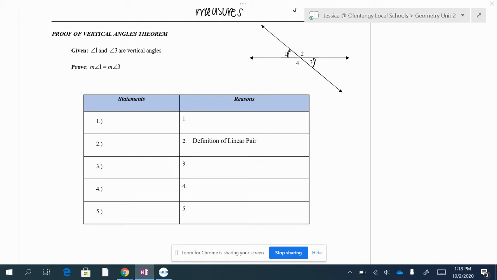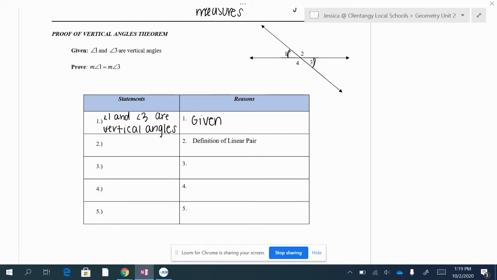So always starting off, we're going to start off with what we're given. So we are given here that angle 1 and angle 3 are vertical angles. And that is given. Okay, the next reason says definition of linear pair. So I know that a linear pair make a straight line, and we also know that a straight line has a degree measure of 180 degrees, meaning two angles that make a linear pair, their degree measures should add to be 180 degrees.